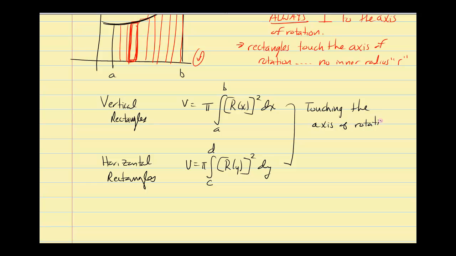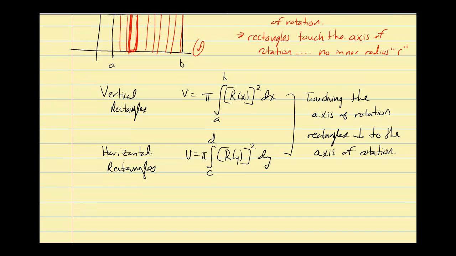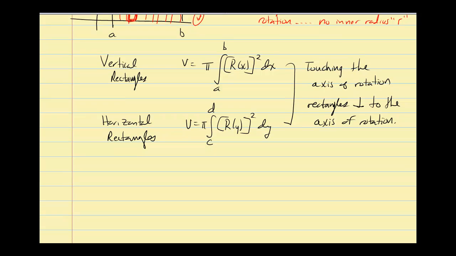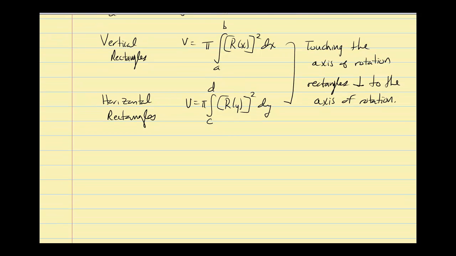And remember, my rectangles are perpendicular to the axis of rotation. Now, not all the time will the axis of rotation be the x or the y axis. So then I have to compensate for that. What ends up happening is we take upper minus lower, right minus left, to figure out the length or the height of that particular rectangle.